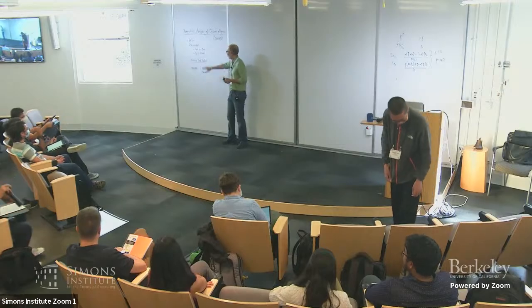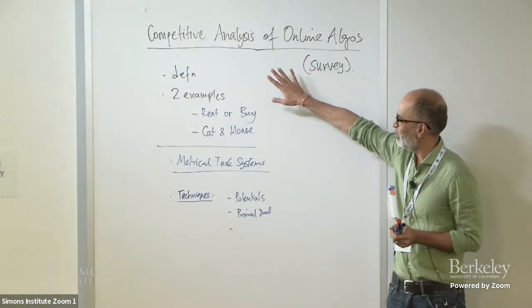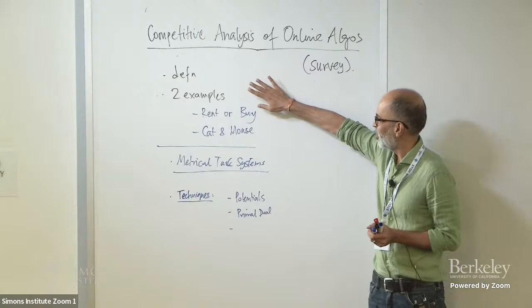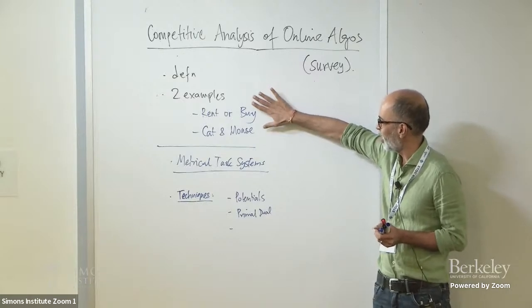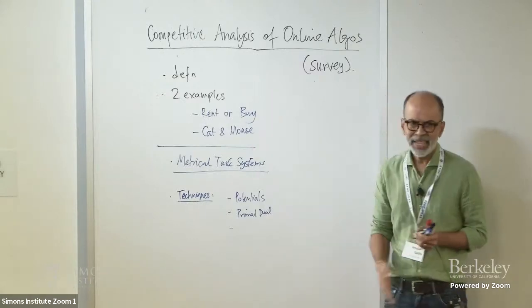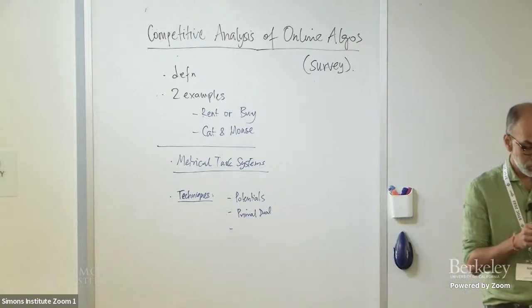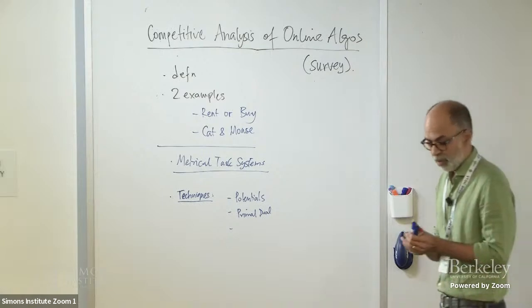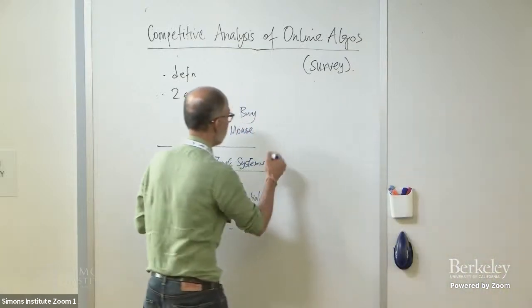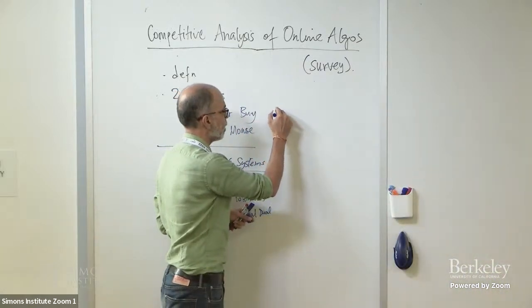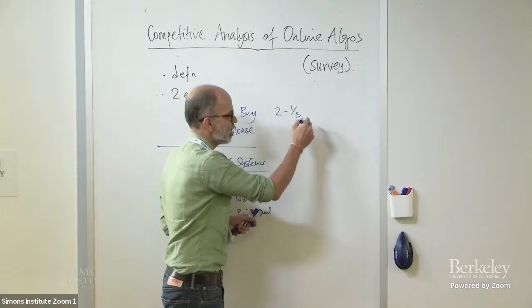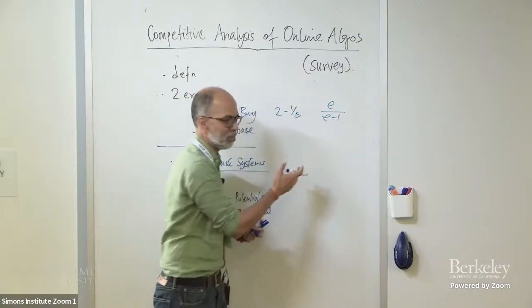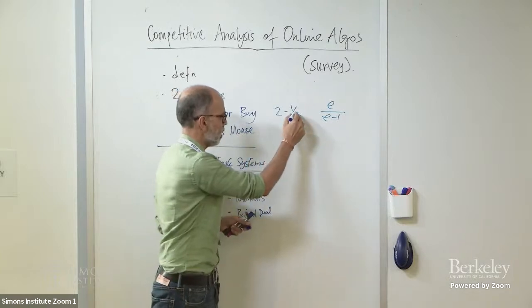Just a quick reminder, we talked about comparative analysis. We gave the definition. We saw these two examples, rent or buy, ski rental, and this cat and mouse uniform search on a uniform metric. And we saw algorithms which were pretty much optimal. So for this one, we saw deterministic algorithms that were 2 minus 1 over b, randomized algorithms that were e over e minus 1 in the limit as b tends to infinity.